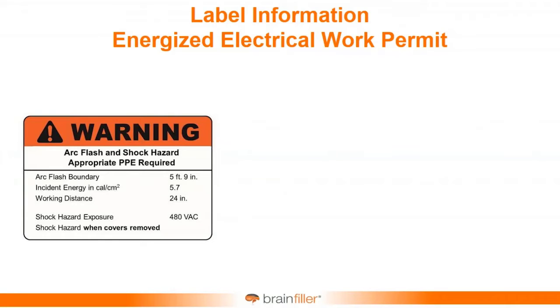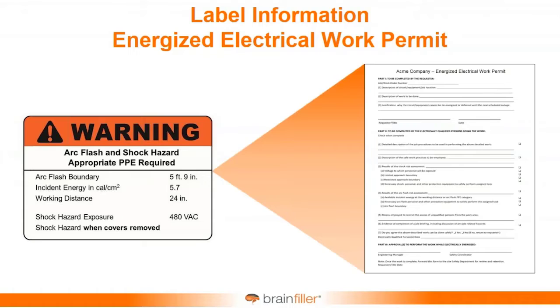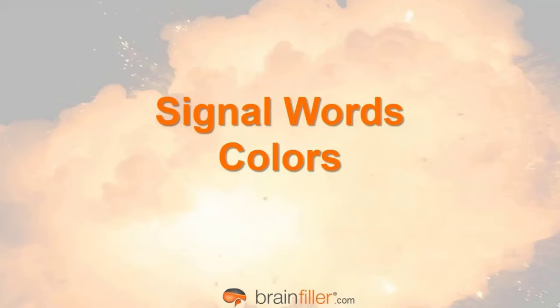The information on the label is very important because A, it identifies the hazards, the shock hazard and the arc flash hazard, and gives you guidance on what to wear. But B, this information can also be used to help fill out an energized electrical work permit where they're required. Much of the information on the arc flash label is actually going to be required on an energized electrical work permit. So there's a lot of good information, and the question is, how do you simplify the label so you're not tripping over a lot of additional information?